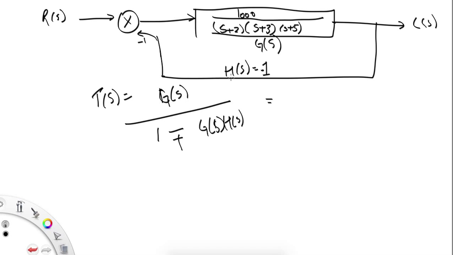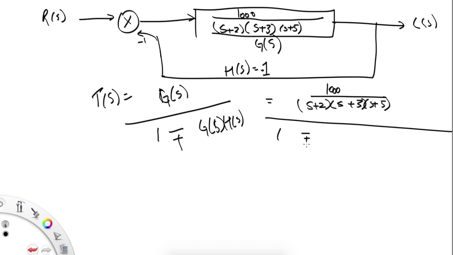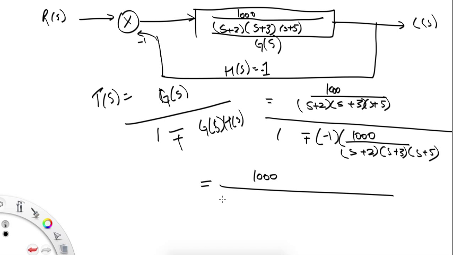Now let's solve that. What do we get? Well, it's 1000 divided by (s plus 2)(s plus 3)(s plus 5), all of that divided by 1 minus plus minus 1 and 1000 on (s plus 2)(s plus 3)(s plus 5). Okay, that's all well and good. This shouldn't be too hard, and you will come up with this number: 1000 on s cubed plus 10s squared plus 31s plus 1030. You're already thinking, oh my god, there's a 1000 there, there's a 10 here, there's a 31.